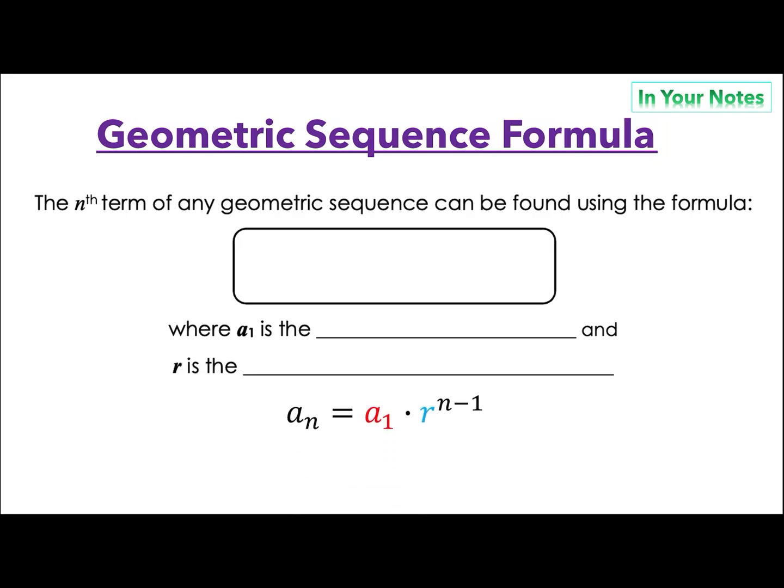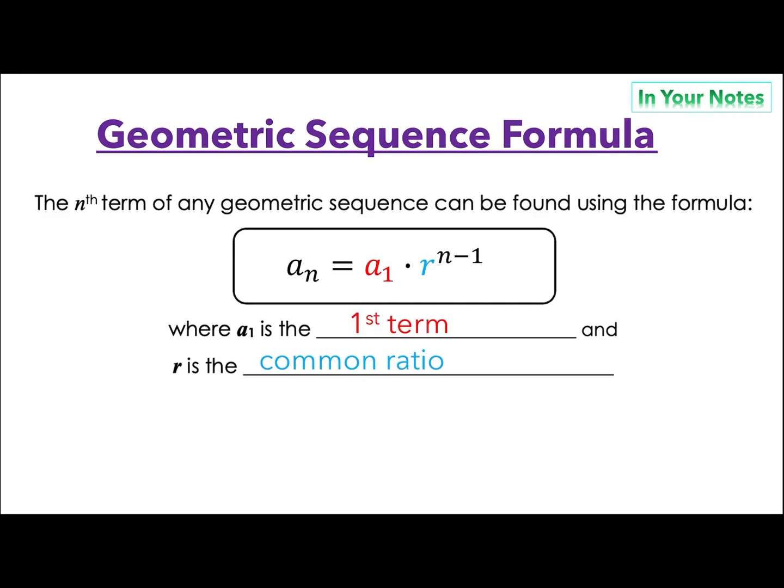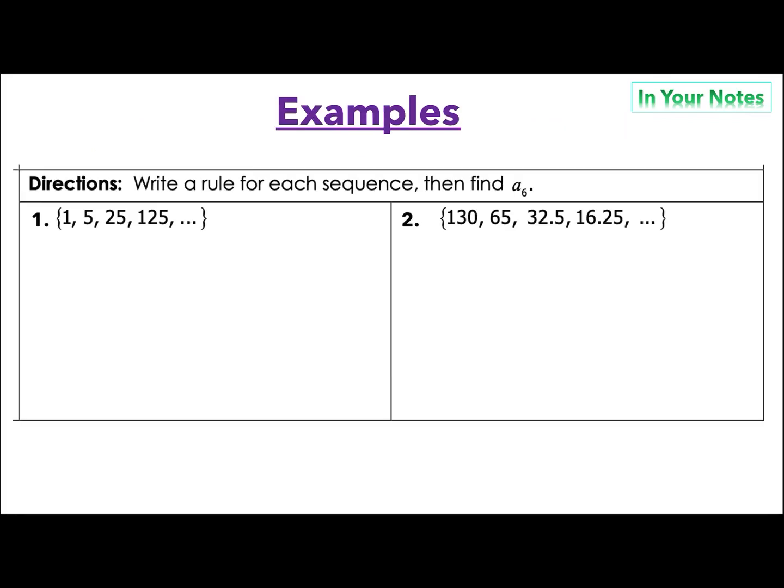So here is the formula to write a geometric sequence. I've color-coded it where a sub 1 and r are going to be replaced with numbers. A sub 1 is the first term and r is the common ratio. So r is that number that you're either multiplying or dividing by. So once again, everything we do today in your notes, copy this down.